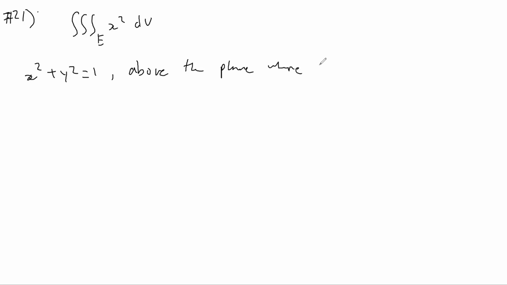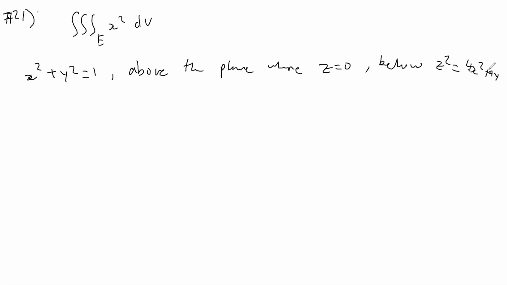Okay. So number 21, same thing. Now you want to look at x squared dV, and it specifies that the solid lies within the cylinder x squared plus y squared is equal to 1, above the plane where z is equal to 0, and finally below the cone, below z squared is equal to 4x squared plus 4y squared.